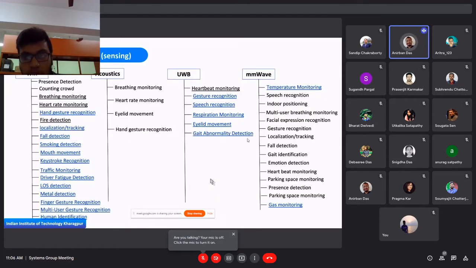These are some of the problems which have been addressed by different types of frequency waves. As we are aware, the millimeter wave frequency is much higher than the frequency used in the case of Wi-Fi. It can be seen that certain tasks of low, minimal motion, such as heartbeat monitoring, are addressed by millimeter wave as well as Wi-Fi. The reason behind this will be introduced by Orko after a few slides.